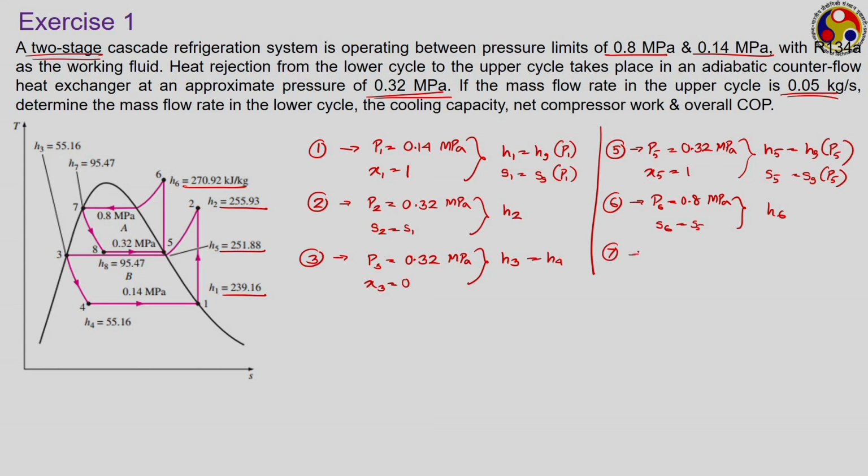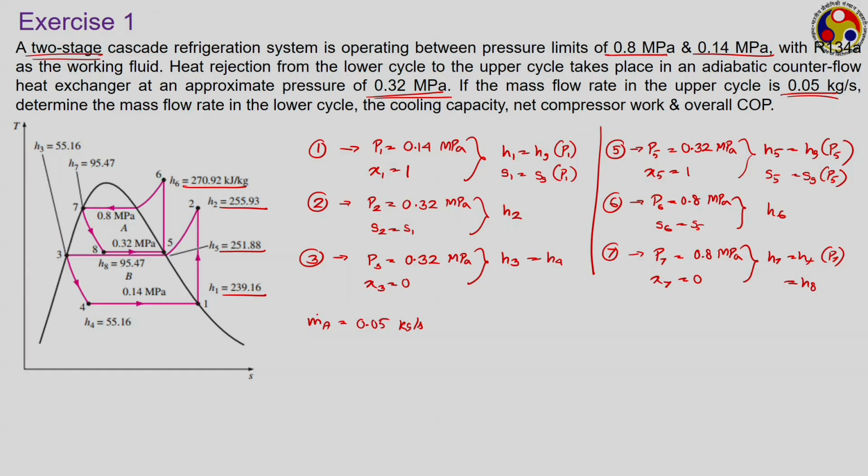Point number 7, that is the end of condensation in the topping cycle. So, here pressure is the highest pressure 0.8 megapascal, but here X7 is equal to 0. So, we know that H7 will be equal to Hf corresponding to this pressure, and H7 and H8 are going to be equal to each other because that is also an isenthalpic process. So, we know all the enthalpies and it is also given that m dot A for the topping cycle, the upper cycle, is 0.05 kg per second.